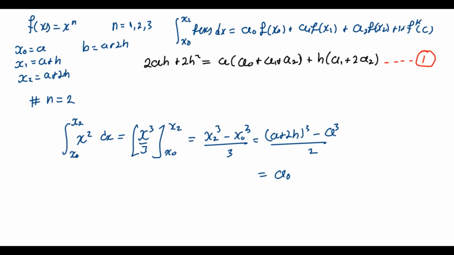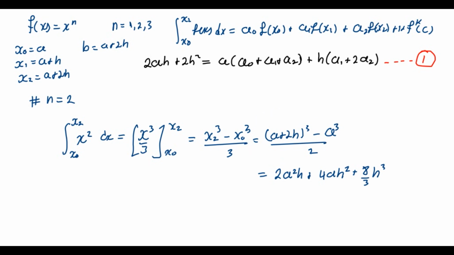Let me see. Yeah, it's just going to be 2ah. Okay, that's going to be 2a squared h, plus 4a h squared plus 8 over 3 h to the power 3. That is after you expand this one.